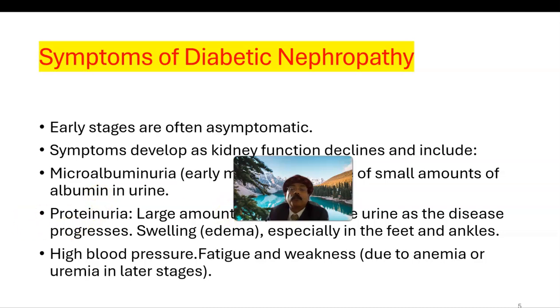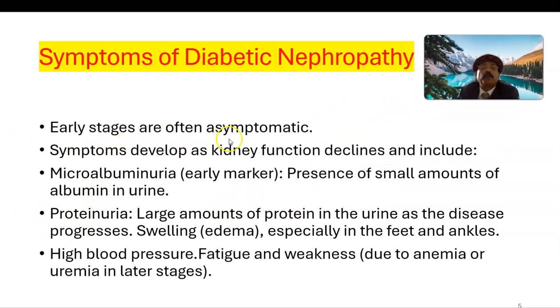What are the symptoms? Early stages are often asymptomatic. Symptoms develop as kidney function declines and include microalbuminuria, an early marker, the presence of small amounts of albumin in the urine. In a normal, healthy person, the urine should not contain protein. Only during pregnancy there may be a trace of protein. But in diabetic nephropathy, there will be microalbuminuria, an early marker. Gradually, there will be proteinuria, large amounts of protein in the urine as the disease progresses.